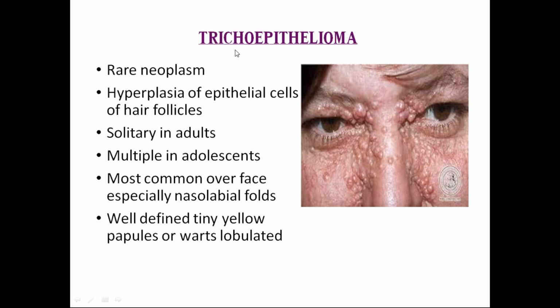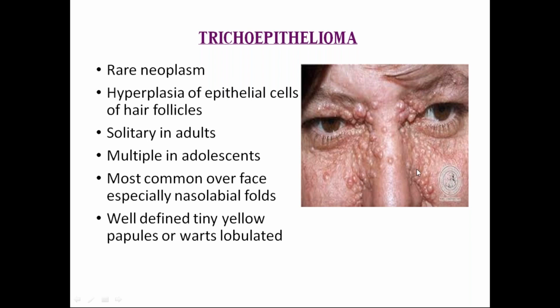Now this is nothing but trichoepithelioma. You can see there are a lot of small bubble-like or vesicle-like structures around the lid and along the nasal margin. It is a rare neoplasm with hyperplasia of the epithelial cells of hair follicles. It is usually solitary in adults, meaning single in adults, or multiple in adolescents.